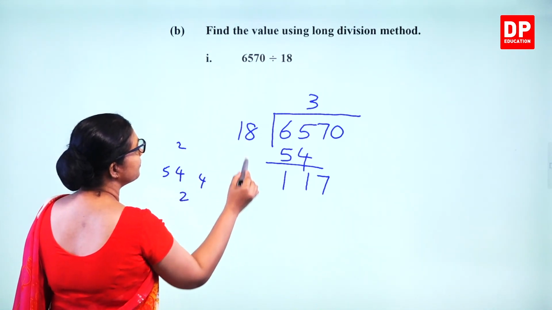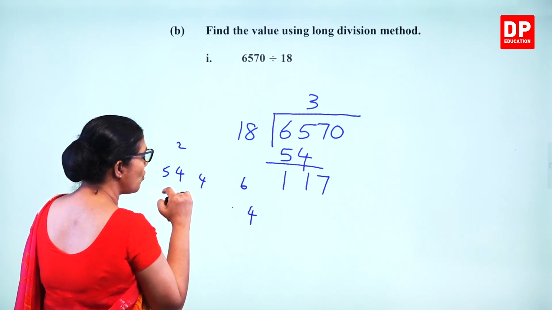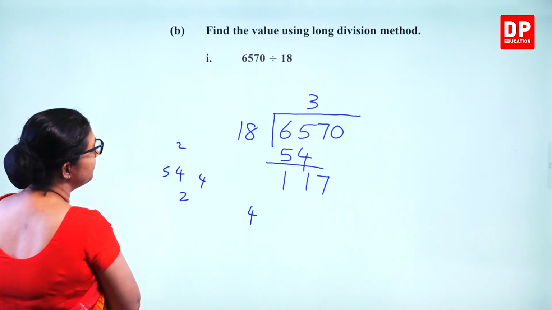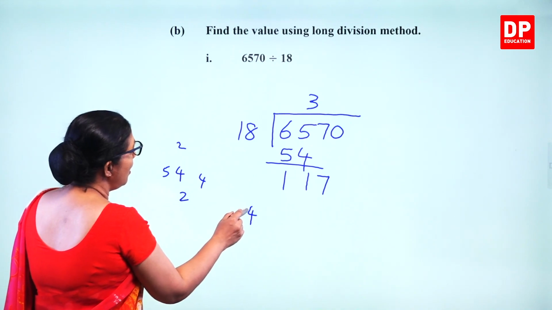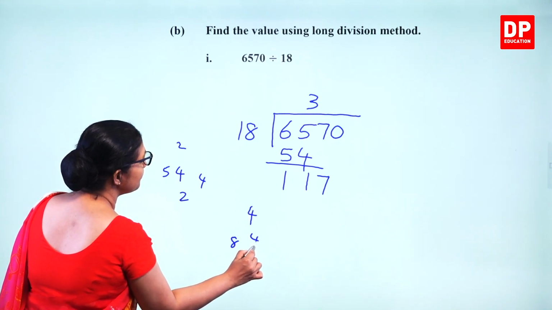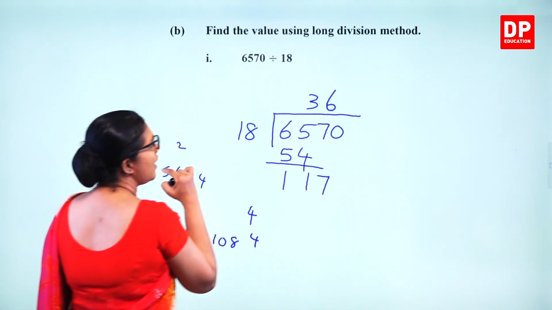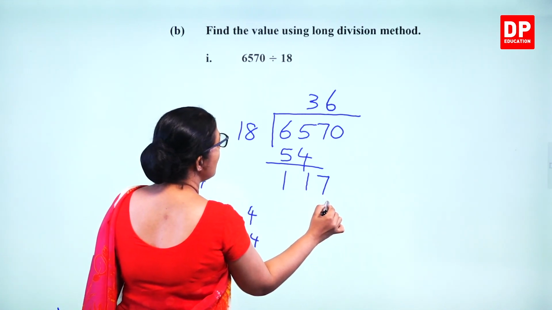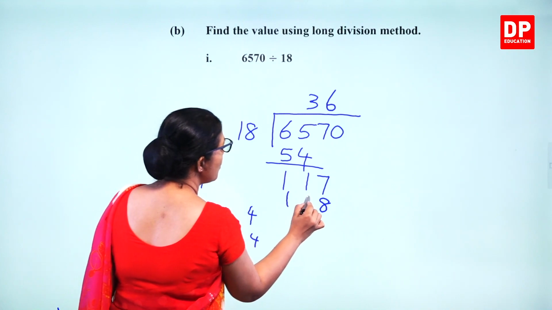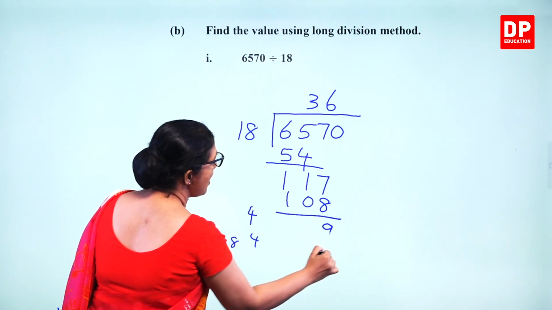8. 8 is too big. Then you can take 6. 6 is okay. 6 times 8, 48, 4 remaining. 6 times 1, 6 plus 4, 10. Now subtract. You get 9.